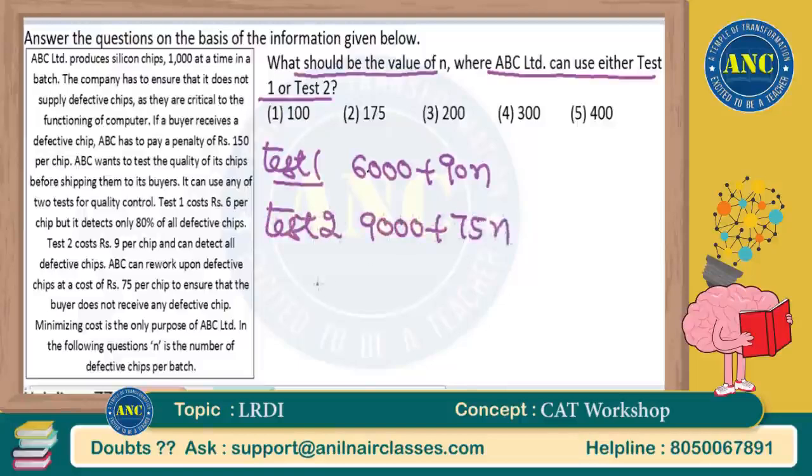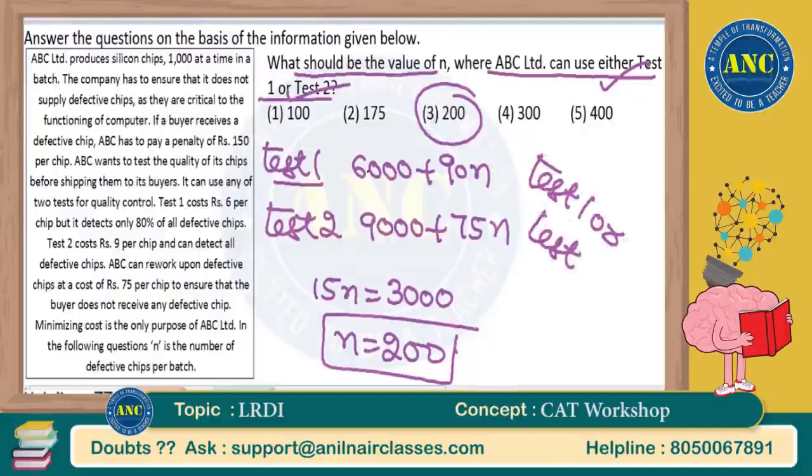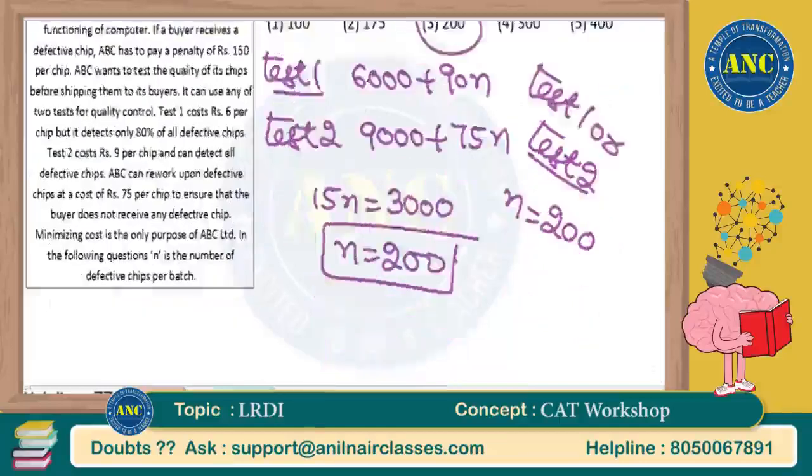So both are equal. So 15n is equivalent to 3000. What is the n value? 200. If the number of defective chips is 200, then I can use either test 1 or test 2. Test 1 or test 2 can be used if n value is 200.